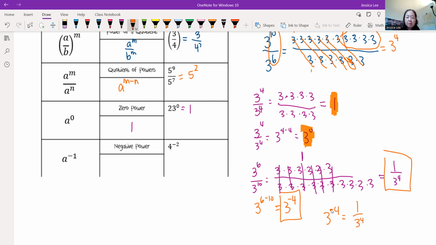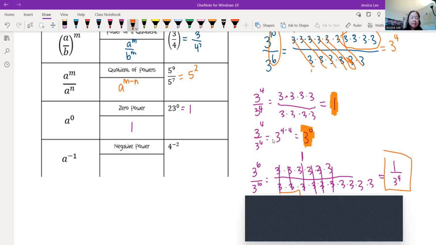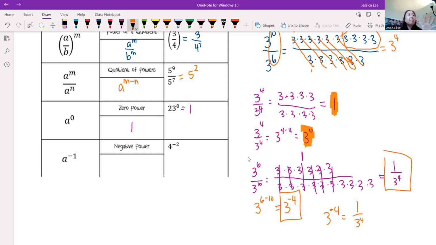Do you see what's going on here? What do negative powers do? Think about negative meaning things go lower. So this makes it go lower, underneath the fraction. That's what that means. Because notice right here we have all these 3's left on the bottom. They don't get canceled out, so they just stay on the bottom.